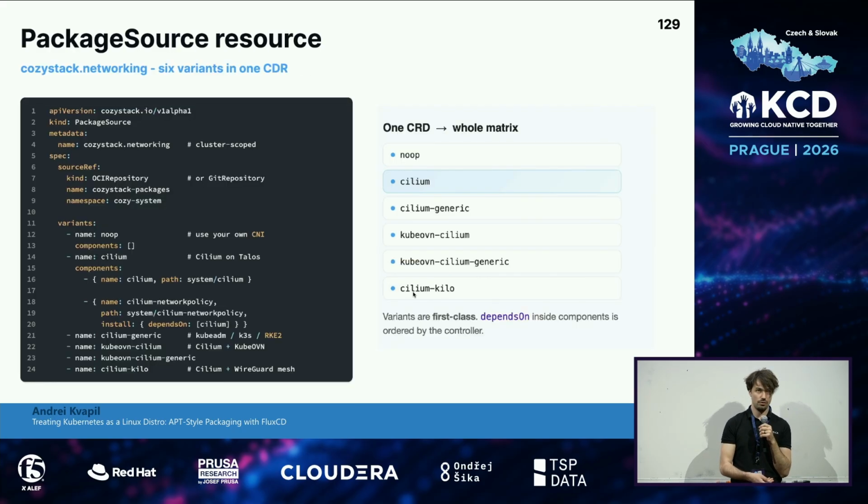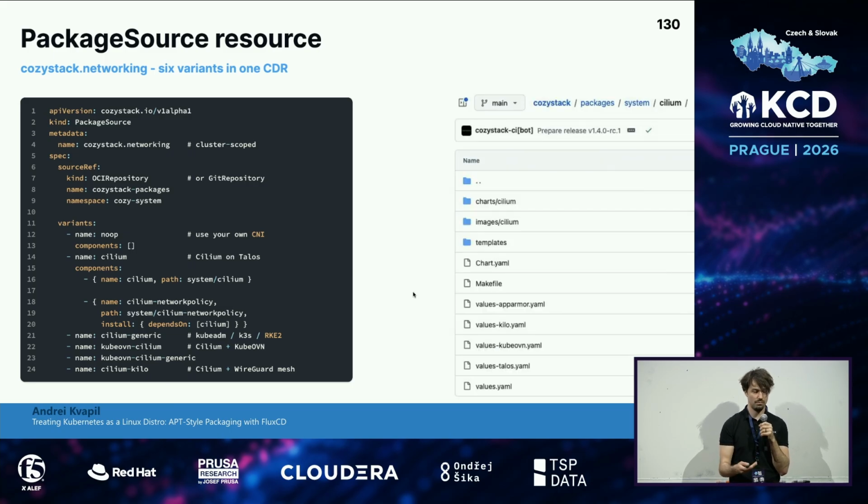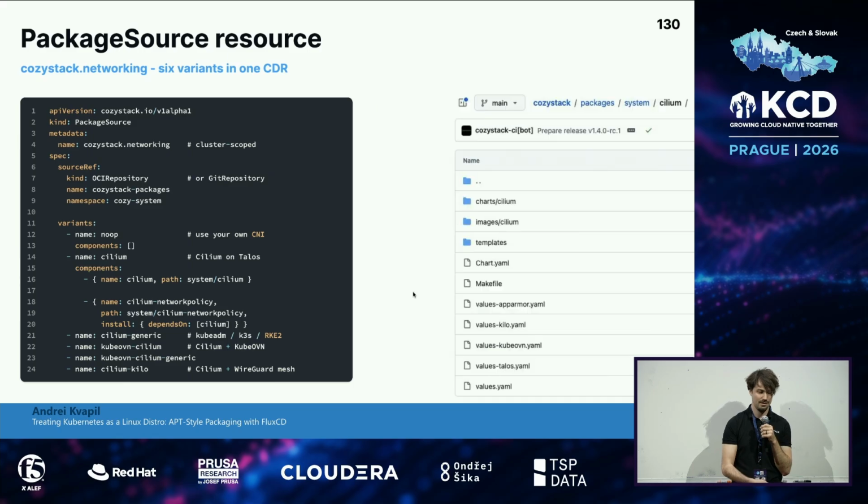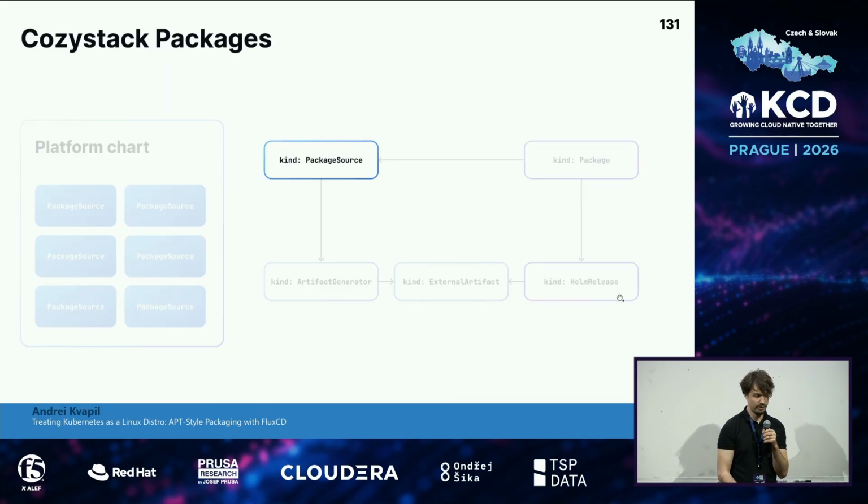We have also a few differences to ordinary Linux distributions. Just because of the Kubernetes specifics, we introduced variants. So every package can include variants. For example, our networking package includes options to install Cilium, Cilium with KubeOVN, or Cilium with Kilo. Every variant is actually just values files stored in the same package in our Git repository.